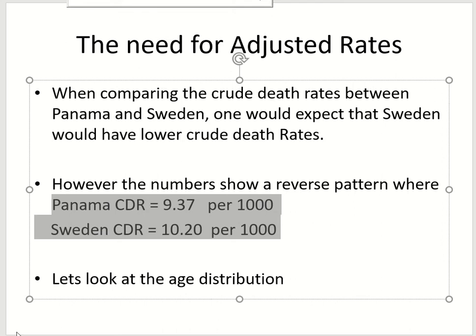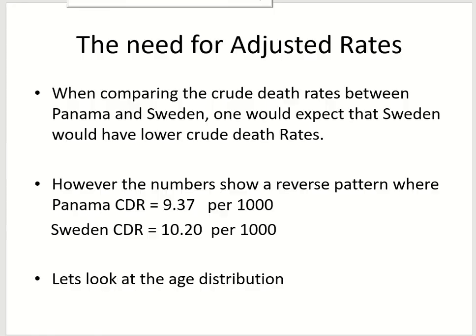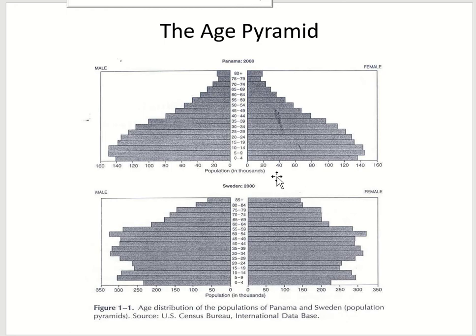To help us understand what is happening, we're going to look at something called the age pyramid, which you probably have seen previously. So this is the age pyramid for the year 2000. That's the year we're looking at, 20 years ago, Panama versus Sweden. If you've never seen an age pyramid, but I think you have, what you have in the middle are the age categories, and on either side you have the number of population, male versus female, and that's true for both Panama and Sweden.